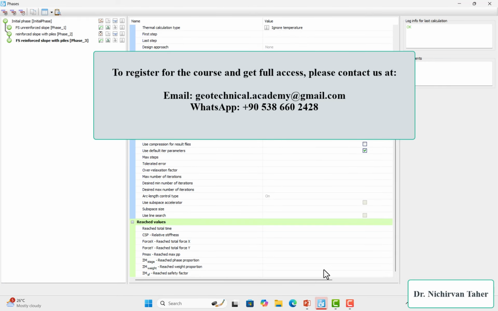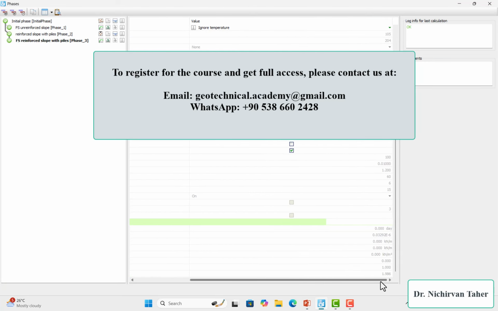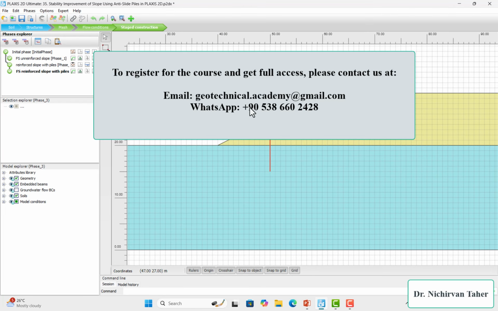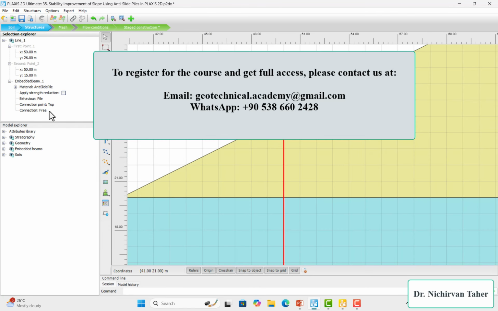First we can see the safety factor is 1.986, and in case of unreinforced soil, the safety factor is 1.439. So we can see how the safety factor is improved after installation of anti-slide piles. Connection and reanalysis again. So this was for this lecture.